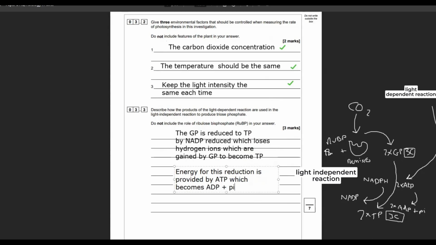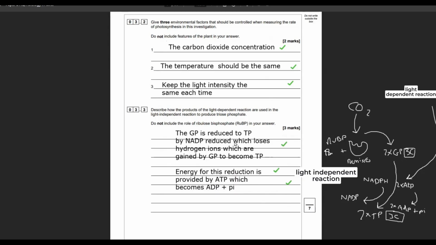And so that's providing the energy for the reaction. The NADP reduced is providing the hydrogen ions, and together they reduce the GP to TP. It's a reduction reaction, and that's going to get you all of the fat marks. And by the way, the ATP and the NADP reduced, they both come from the light dependent reaction. The whole purpose of the chemiosmosis is to make NADP reduced and ATP.